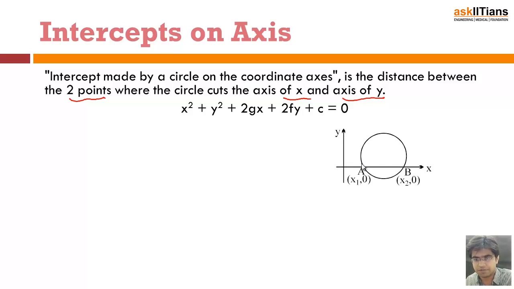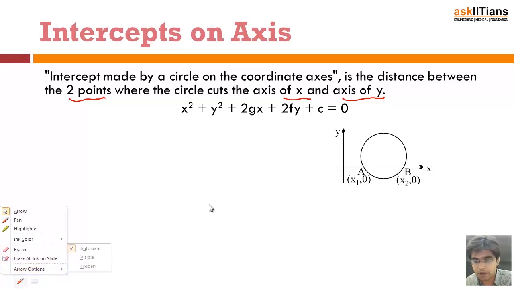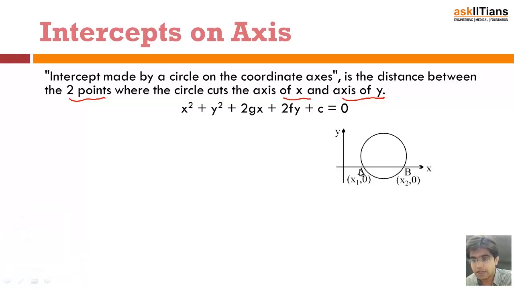Let's see it graphically. Suppose that this is the circle that I have. This point A is the first point at which my circle cuts the x-axis. This is the second point. I am saying that the distance between point A and B, or the length AB, is the intercept on x-axis, because this has been cut on x-axis. Now, what is the unique feature about this intercept on x-axis? It is that when it cuts the x-axis, the y-coordinate of points A and B is 0.